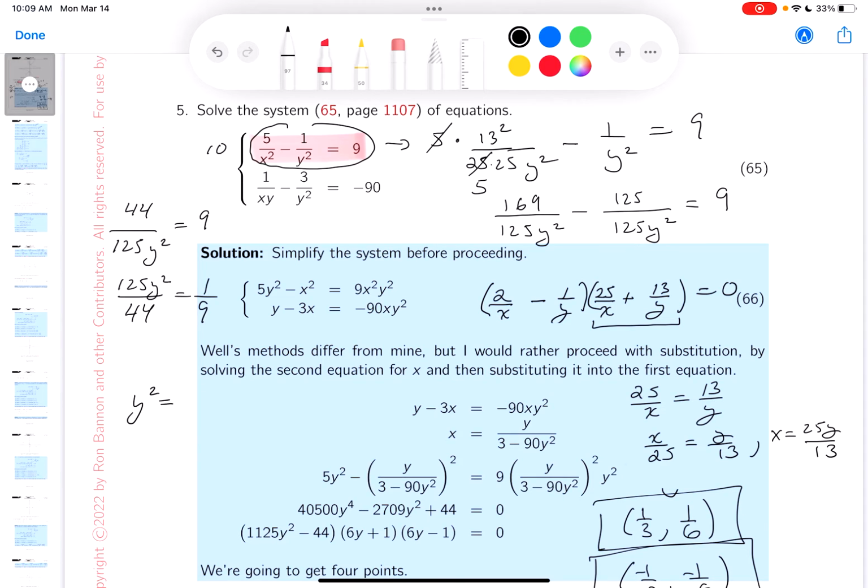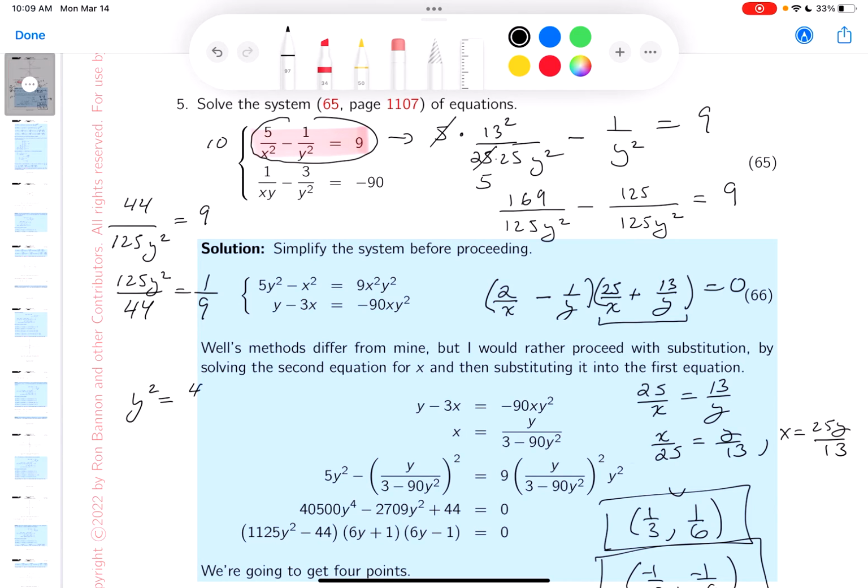13 squared. 13 squared is 169, right? Yeah, so 44. And then what do you get on the bottom? 9 times 125.